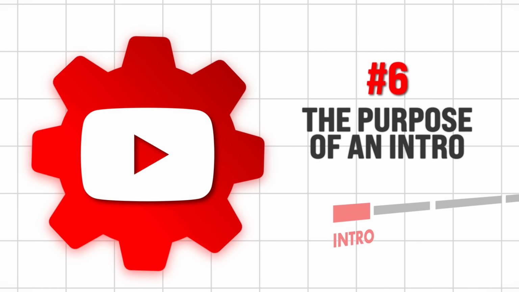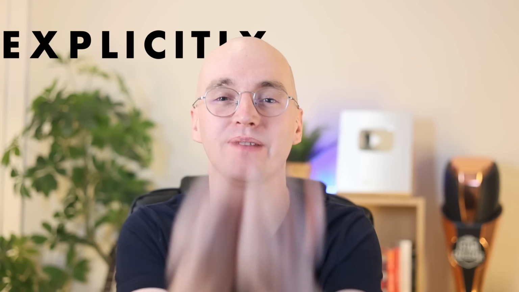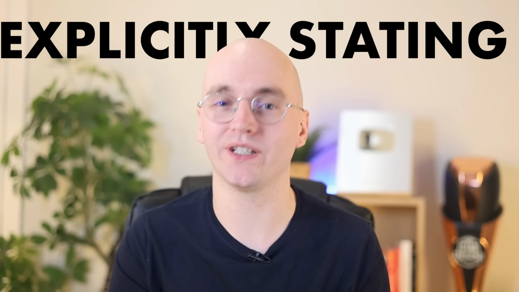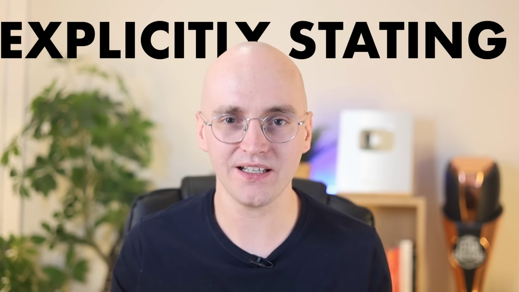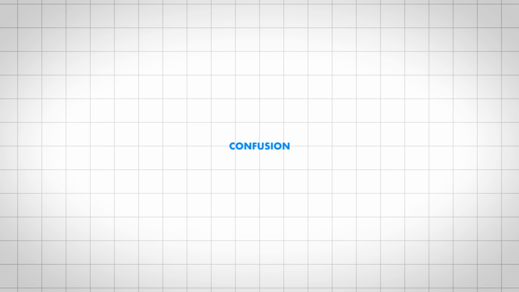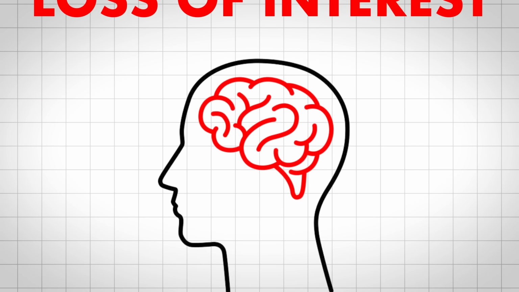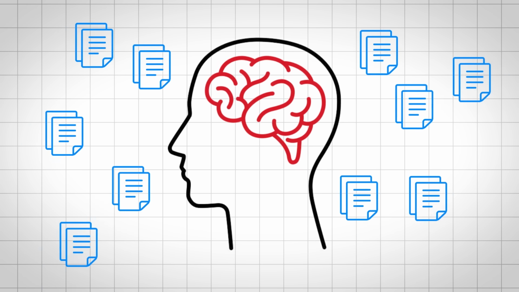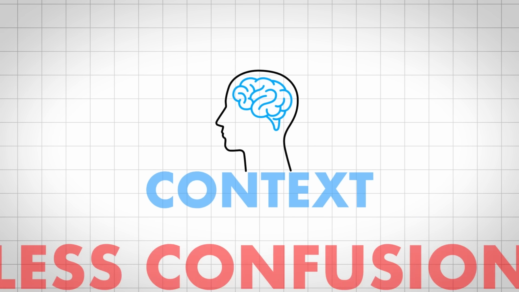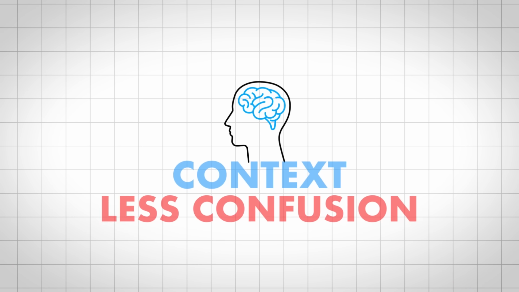Number 6, the purpose of an intro. I sometimes get the question, why do we even have to do an intro in the first place? And I'm going to keep this advice very simple. The whole reason why we're doing an intro and why we're explicitly stating to the viewer what this video is going to be about and the important context is so that the viewer doesn't get confused in the initial seconds. And confusion often leads to a loss of interest. So to prevent a loss of interest, we're giving context up front so the viewer doesn't get confused and does not lose their interest early on. And early interest loss is so damaging for a YouTube video.